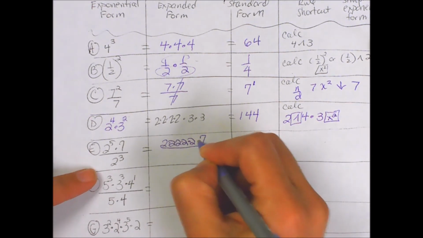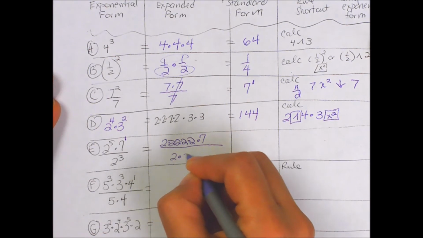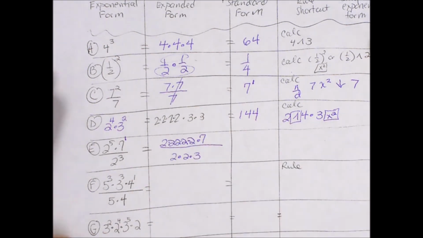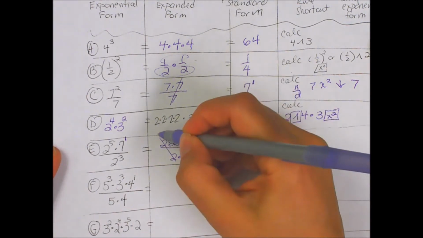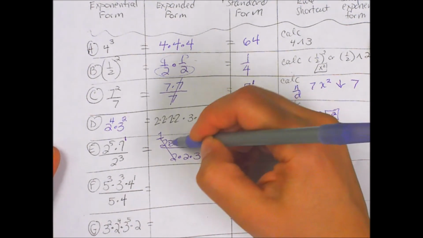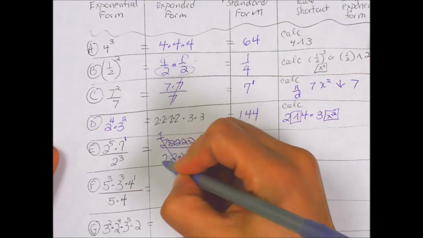1, 7. Put the 1 there if you want. 2 to the 3rd. I can divide 2 divided by 2 and get 1. I can write that 1 down. Or I cannot write that 1. Oops, I forgot a 2.